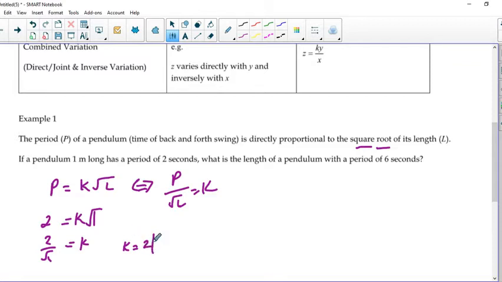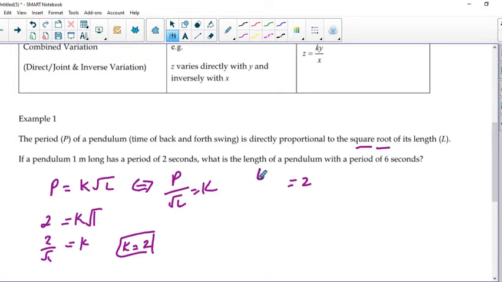So once we know k is equal to 2, we're going to substitute it back in. It doesn't matter which equation you substitute it back in. I'm going to use this equation here because it's already got the k. So I know this equals 2. What is the length when the pendulum period is 6 seconds?